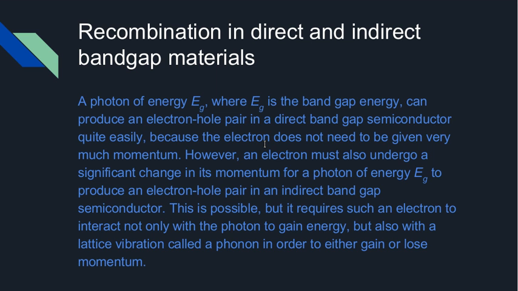While in indirect semiconductors, an electron cannot shift from the highest energy state in the valence band to the lowest energy state in the conduction band without a significant change in momentum. So to produce an electron-hole pair in an indirect band gap semiconductor, the electron needs to interact not only with the photon to gain energy but also with a lattice vibration called a phonon in order to either gain or lose momentum.